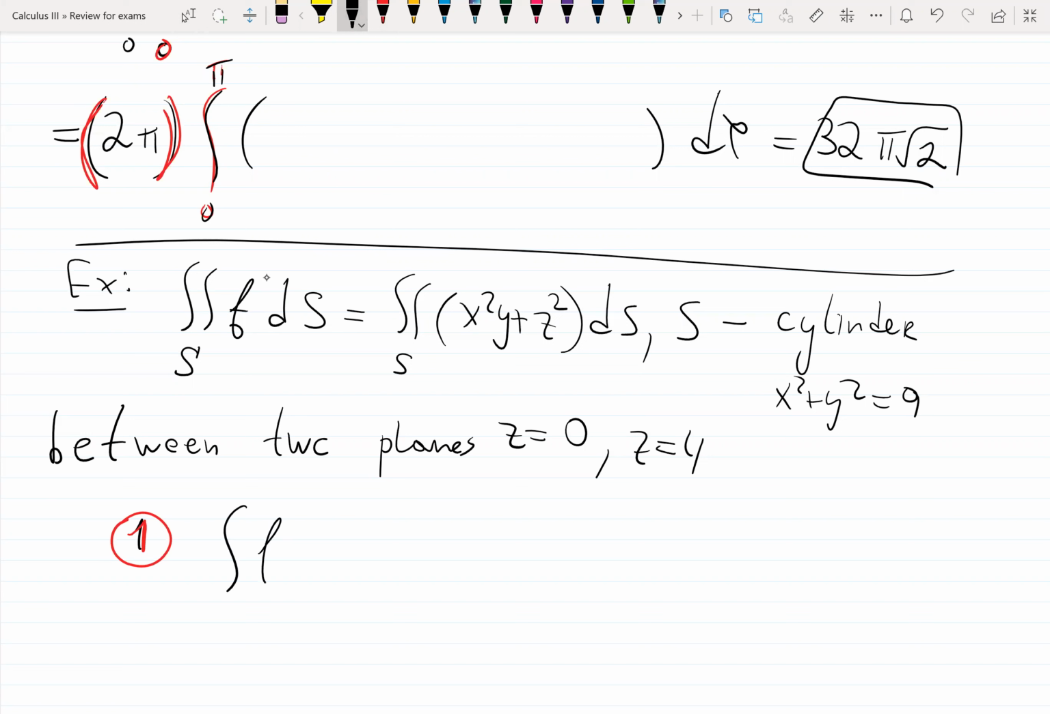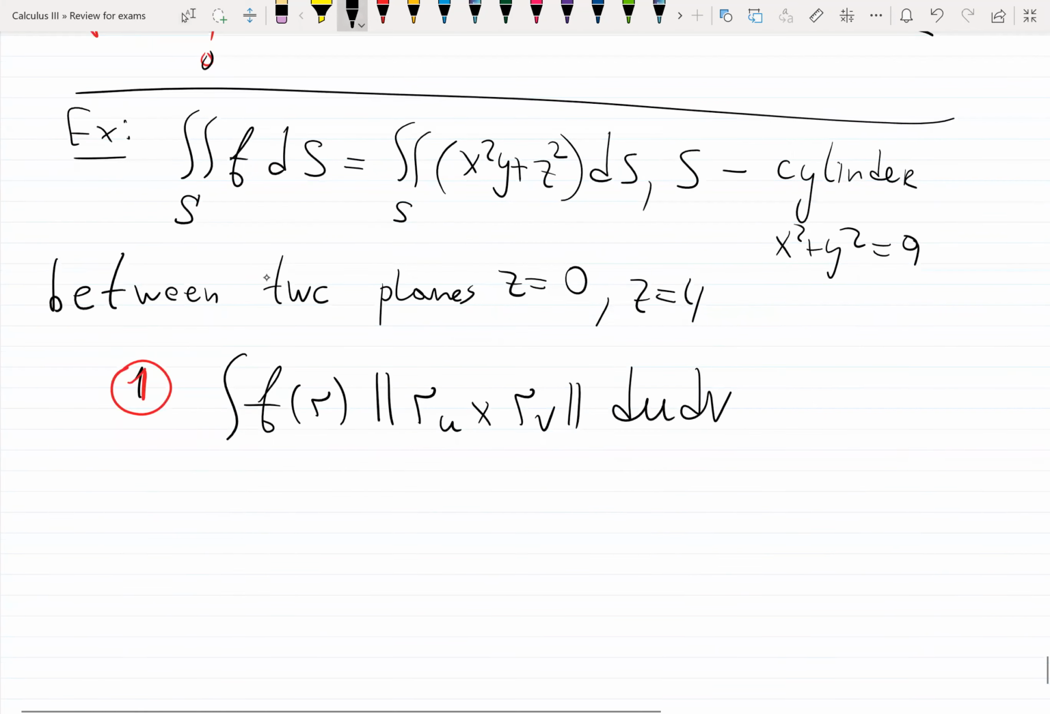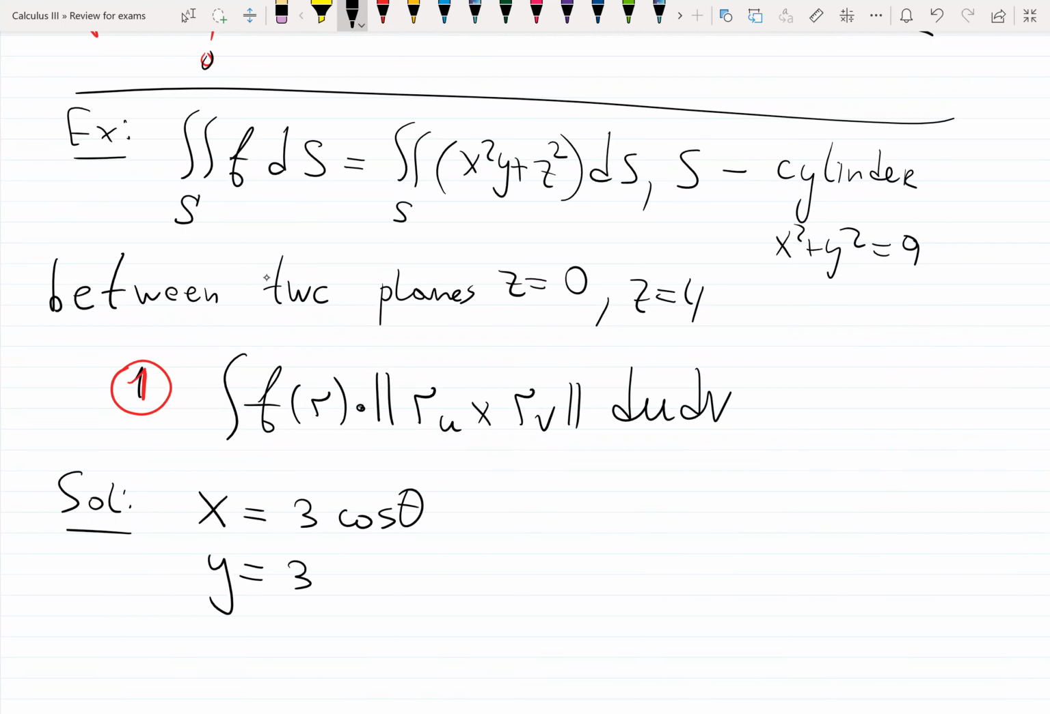So the integral of f of R, don't forget to plug in your R, which we need to build in this case. And now find the magnitude of this cross product, which we did last time. We never found the magnitude, so this time we will. Step 1, solution. Let's create a parameterization of a cylinder. We remember that one. That's where we learned these before. 3 cosine and 3 sine.